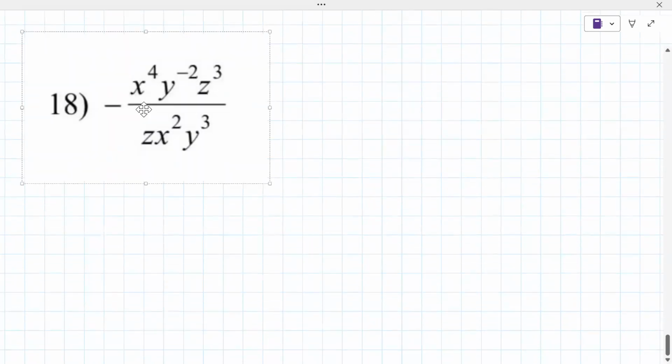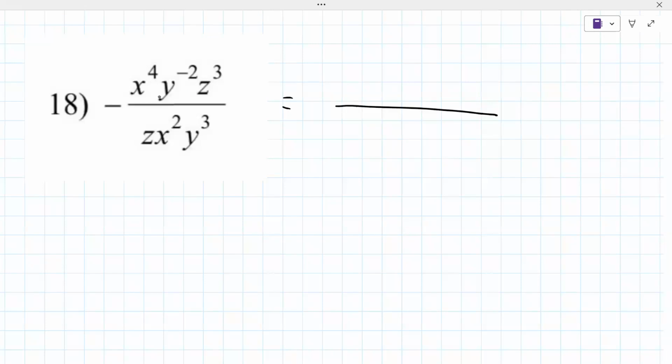Why don't you try this one on your own and see what you come up with? All right.